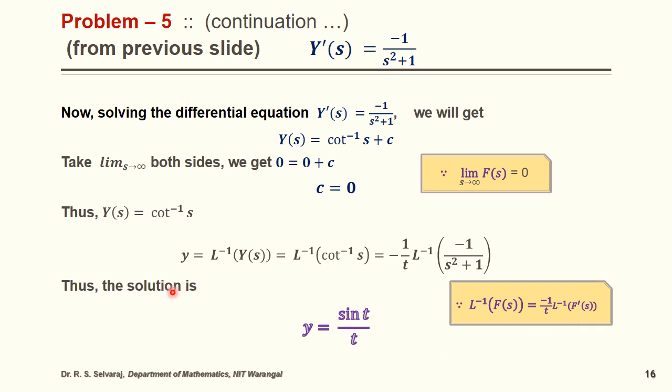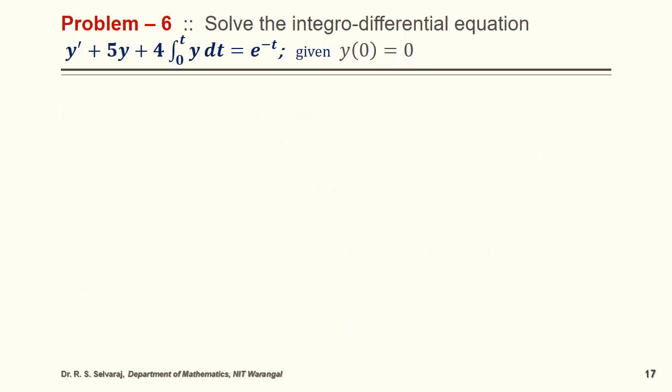And now you can see the solution is given as y is equal to sin t by t. So as of now, you know how to solve a differential equation even if a variable is involved in the differential equation. Now as a last problem, we see this problem number 6.